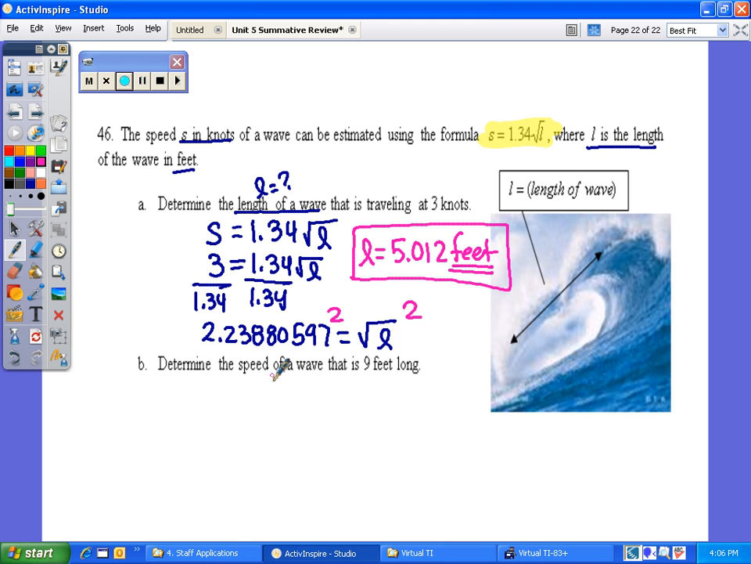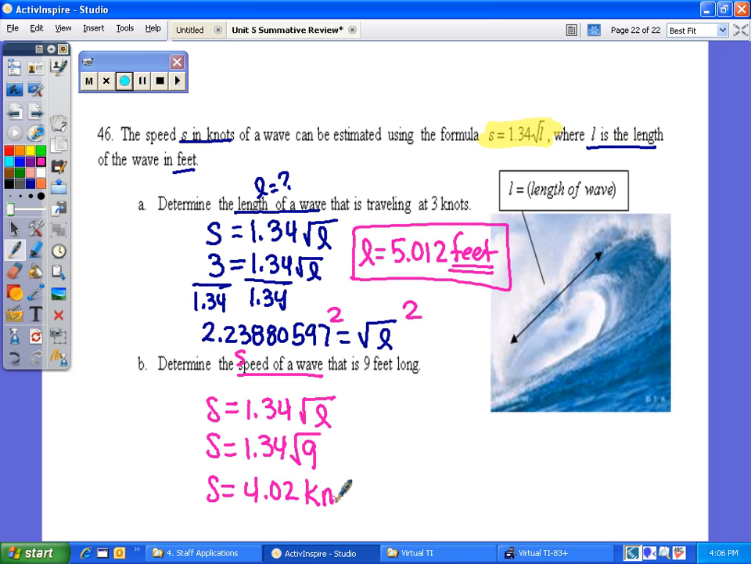Alright, the next one says the speed of the wave. That means we're trying to find S. Okay? So S equals 1.34 times the square root of L. I'm going to plug in 9 because that's what they told me the length is. And I get 4.02 knots. Don't forget your unit.